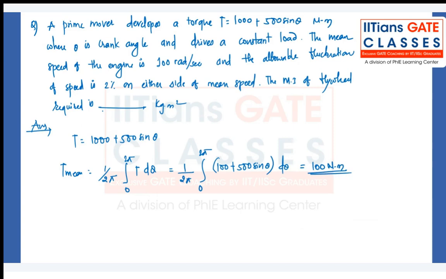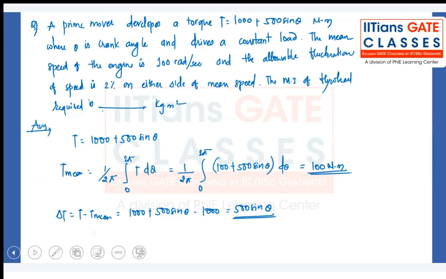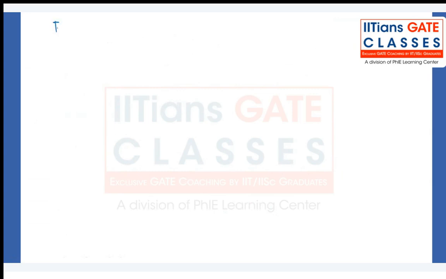Okay, so we got the mean torque. Delta torque is equal to change in torque at any instant of time, which will be T minus T mean, equal to 1000 plus 500 sine theta minus 1000, which will be 500 sine theta. Okay, so this is my delta T. The change in torque will be zero when delta T is zero.